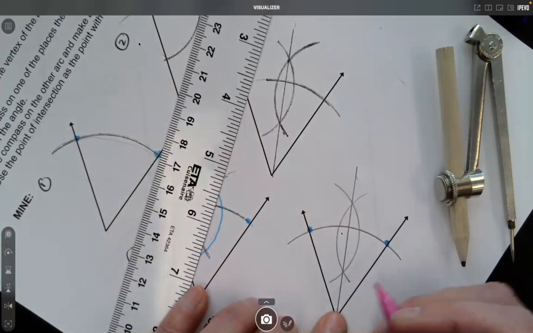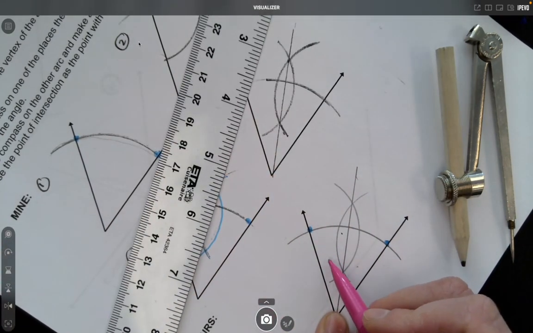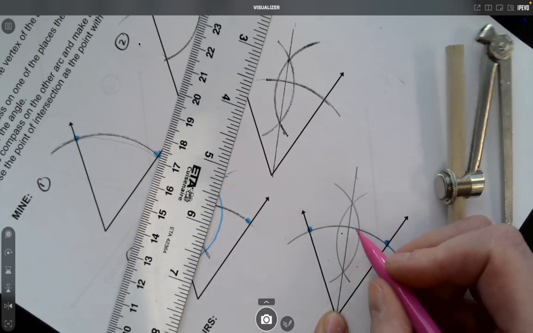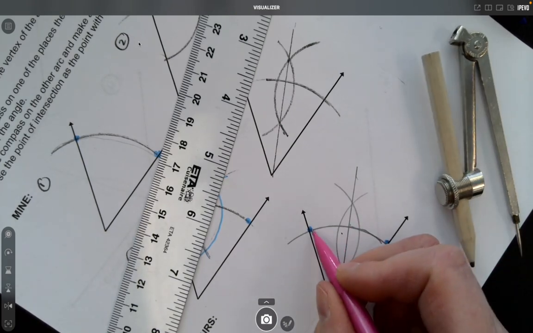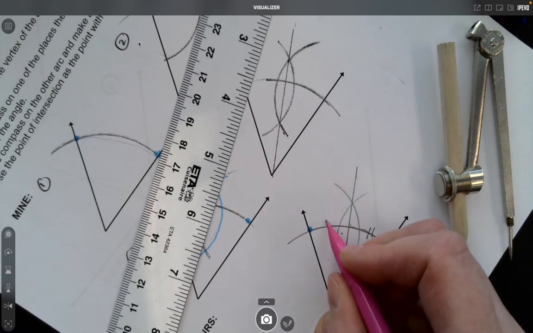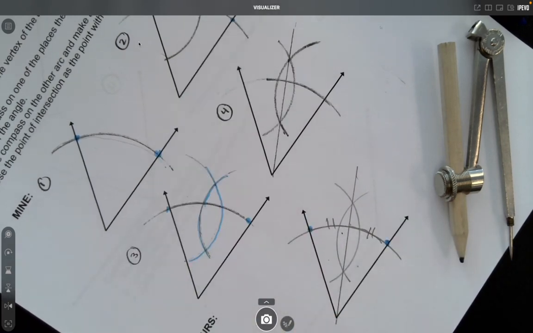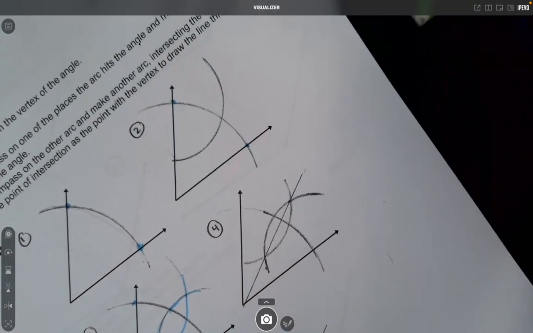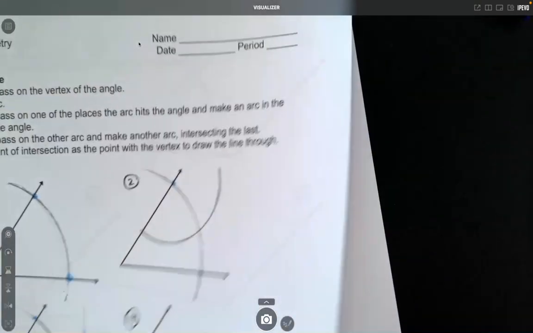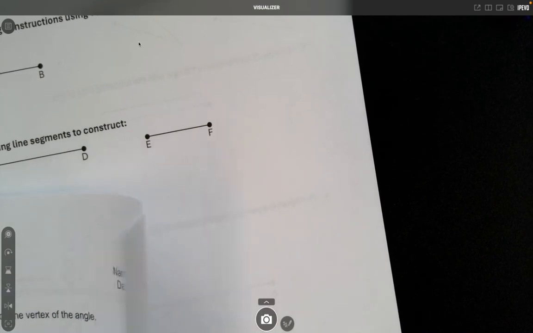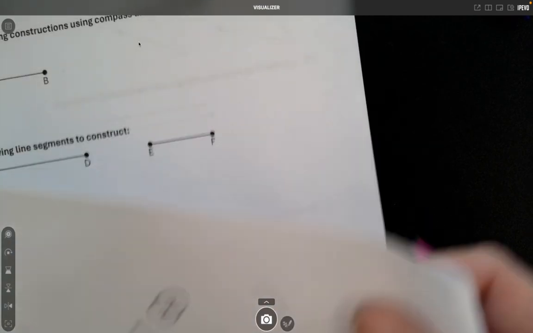So if our original angle was 50 degrees, now we'd have a 25 and a 25. So basically this part here is congruent to this part over here. So I'm going to put those marks on it to show it's congruent. So it's going to cut an angle in half. It's going to bisect it, divide it into 2 equal parts. We're going to try the same thing on the next page.